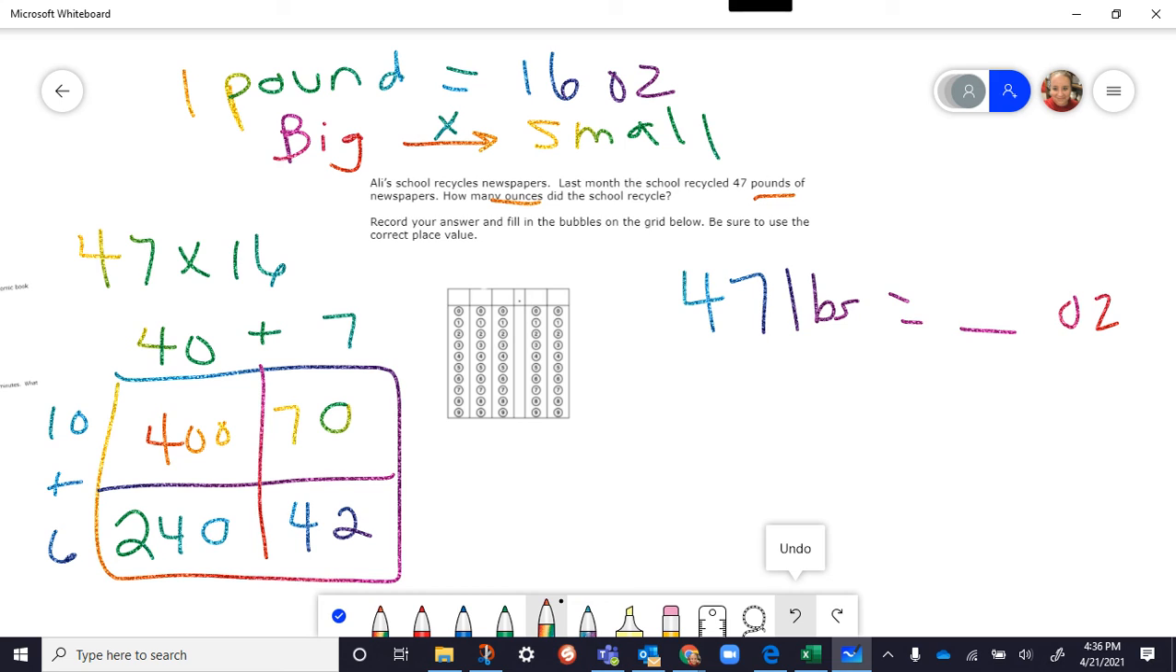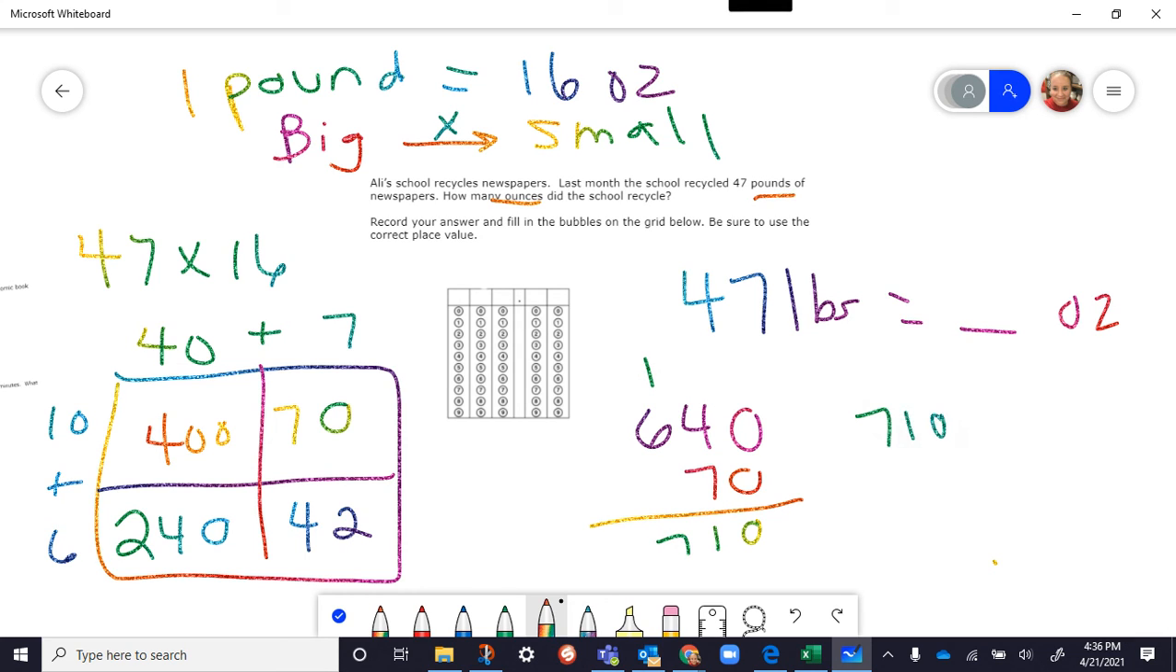Add those up. 400 and 240 is 640. Plus 70 would be, there you go. 7, 7, 10 plus 42, 2, 5, 7. So 752 ounces.